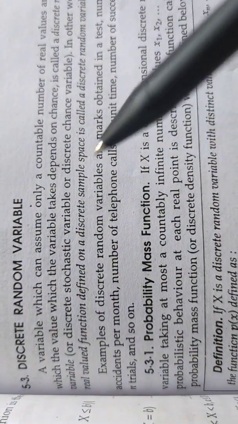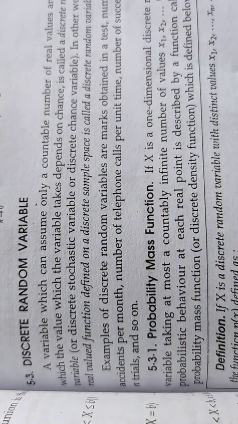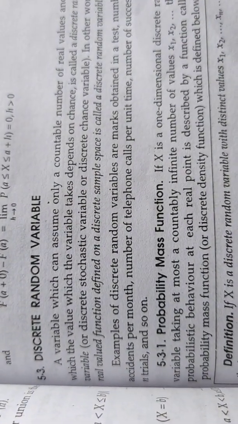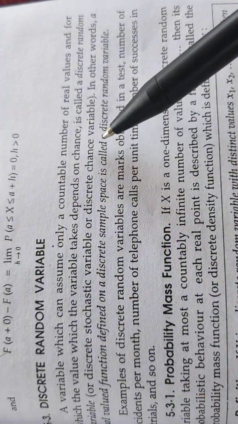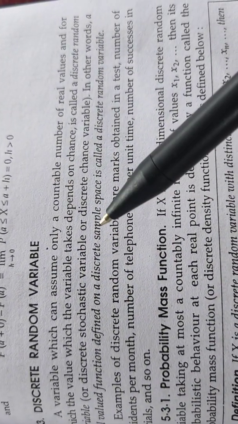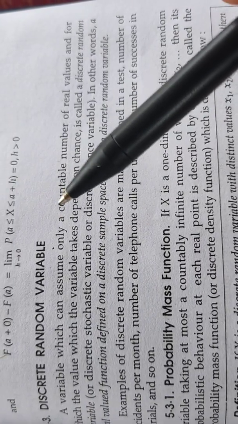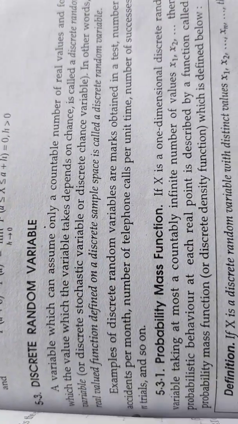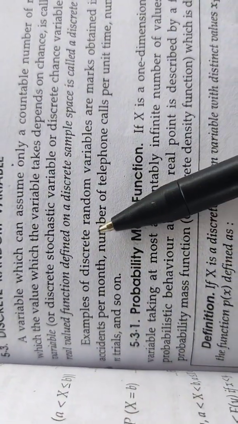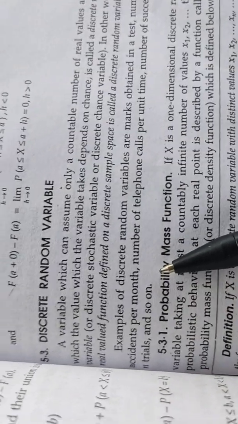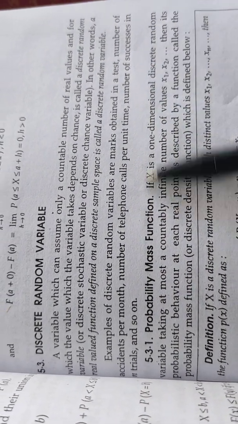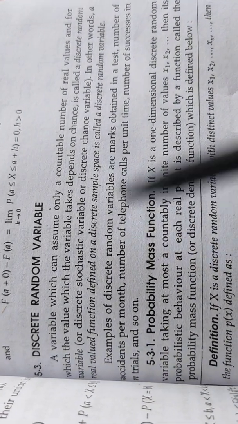Or you can also give your own definition, like a discrete random variable means the random variable which takes a range with equal gaps. That is also fine. Here, discrete sample space means you will see countable numbers with equal difference. Next, examples of discrete random variables are marks obtained in a test, number of accidents per month, number of telephone calls per unit time, number of successes in trials, and so on. These all come under discrete.